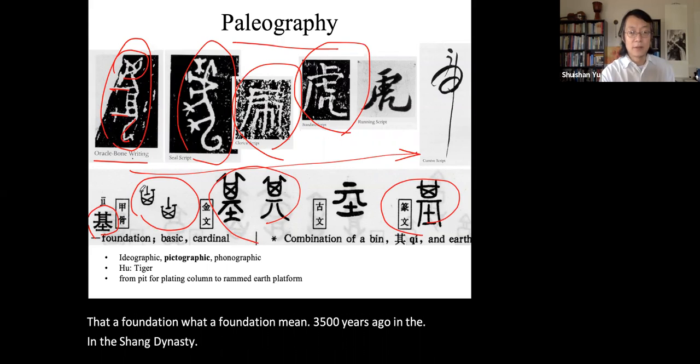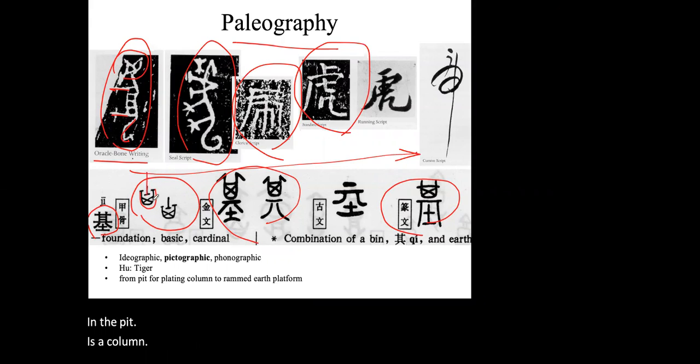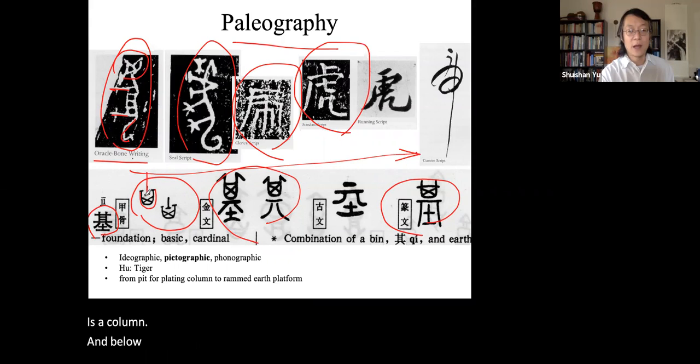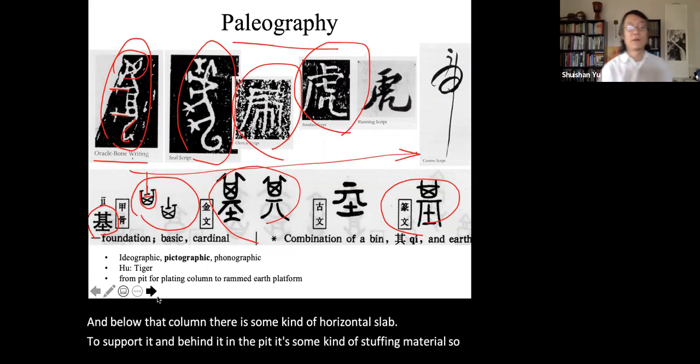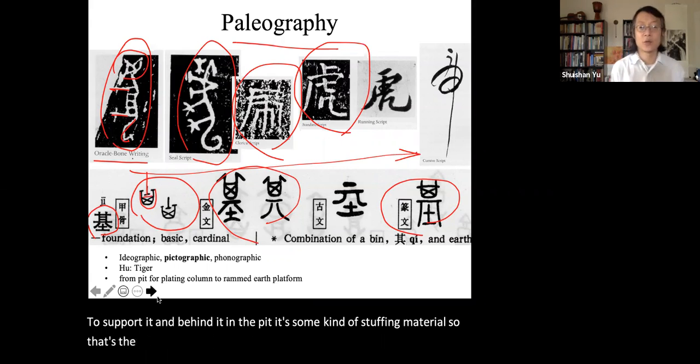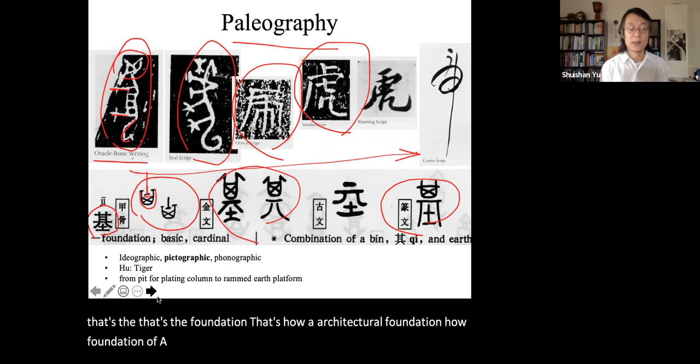There is a pit, right? So obviously there is a pit. And in the pit is a column. And below that column, there is some kind of horizontal slab to support it. And behind it in the pit, there is some kind of stuffing material. So that's the foundation. That's how a foundation of a building is constructed.